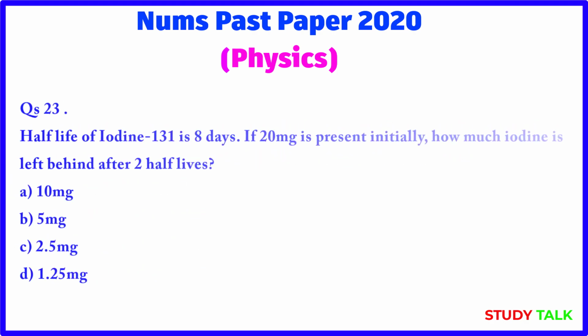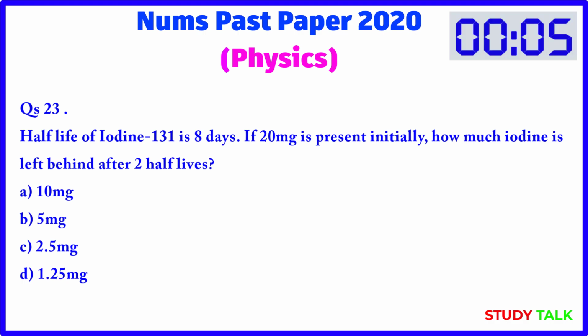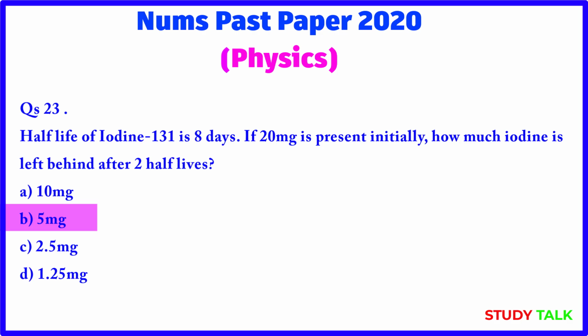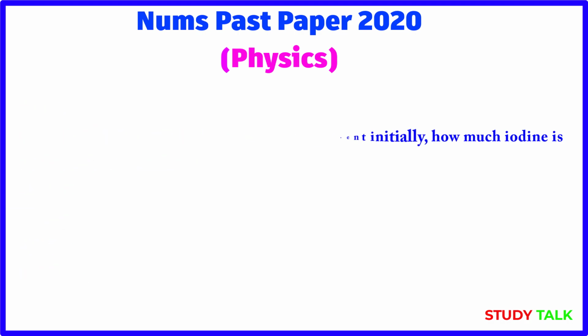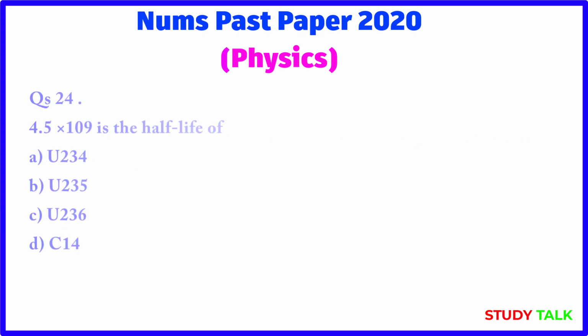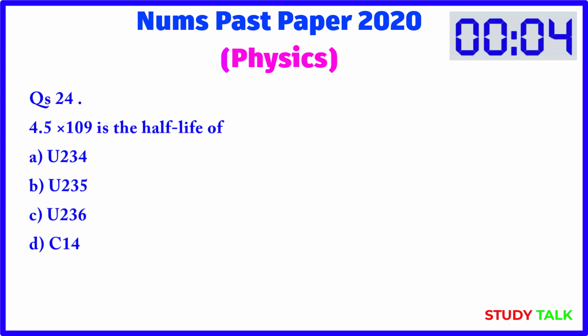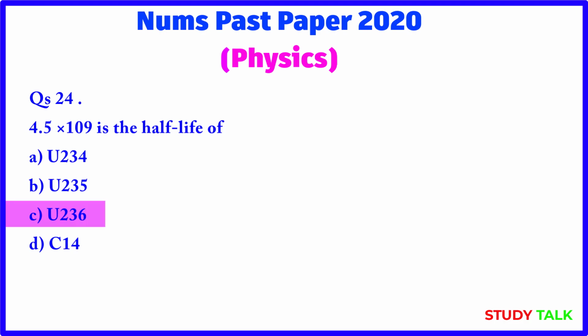Half-life of iodine 131 is 8 days. If 20 mg is present initially, how much iodine is left behind after 2 half-lives? 5 mg. 4.5 into 10 raised to power 9 is the half-life of uranium-236.